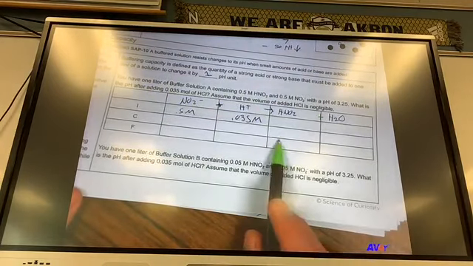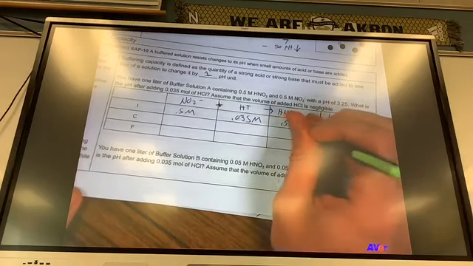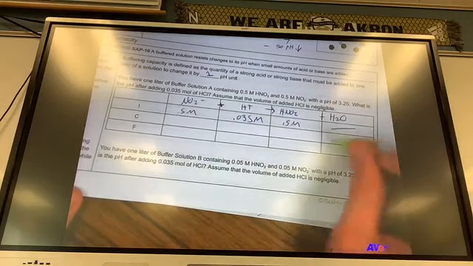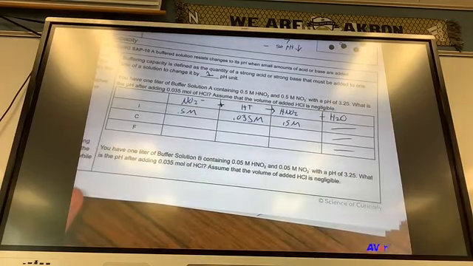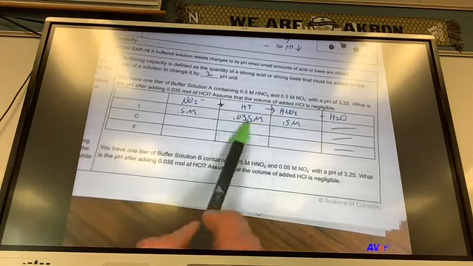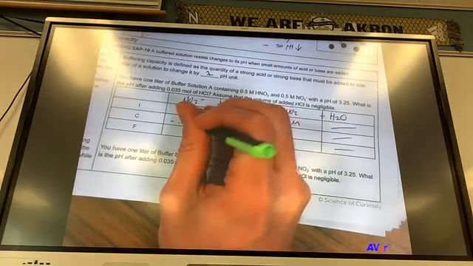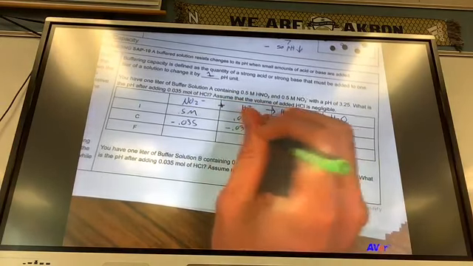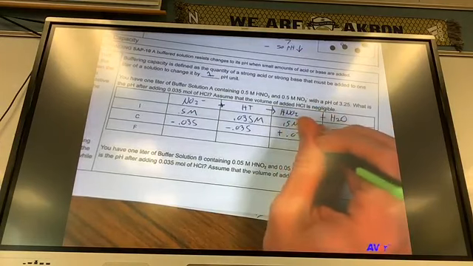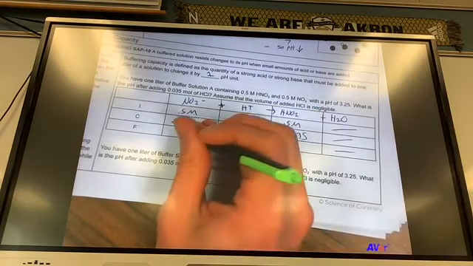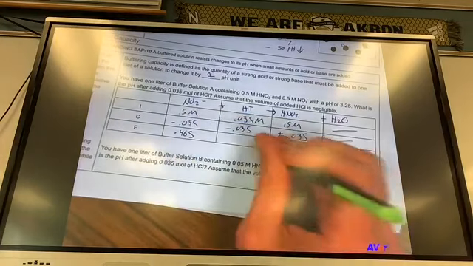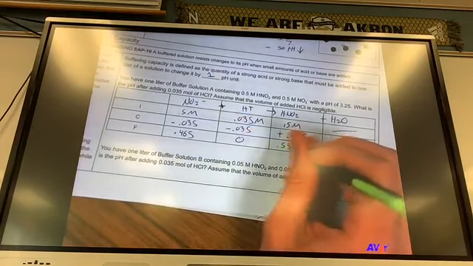How much HNO2 am I starting out with? 0.5 molar. Water's not part of this because it's liquid, right? What's my change? You got 0.035. I'm going to subtract the 0.035 because I'm going to use it all up. Minus 0.035, minus 0.035, plus 0.035. So this gives me 0.465, 0, and 0.535.